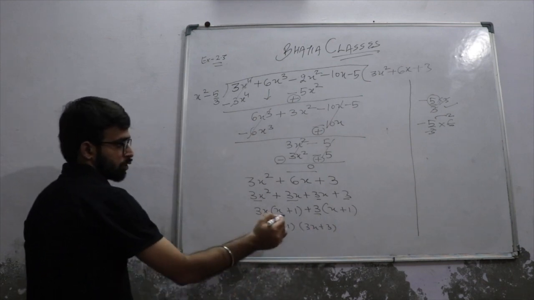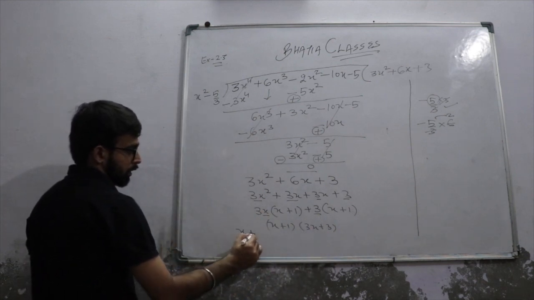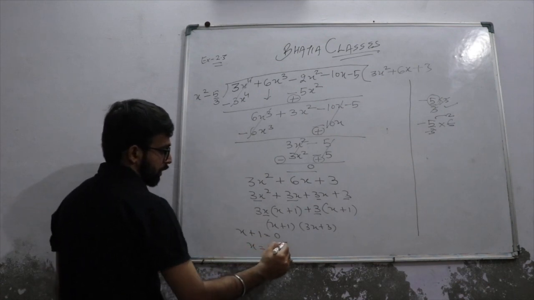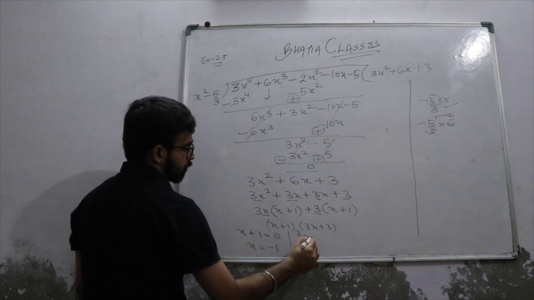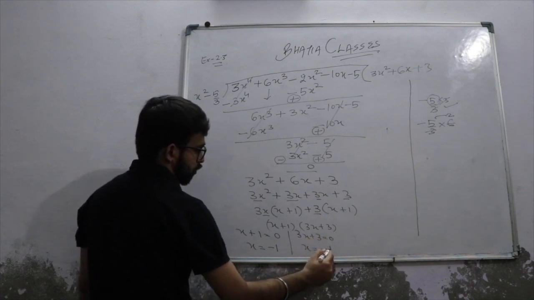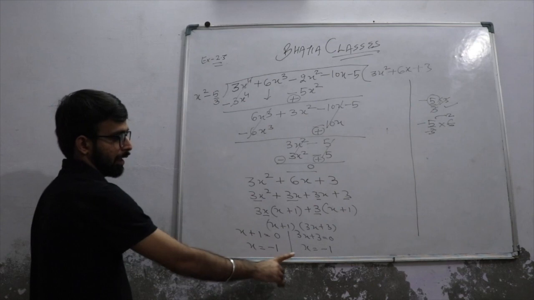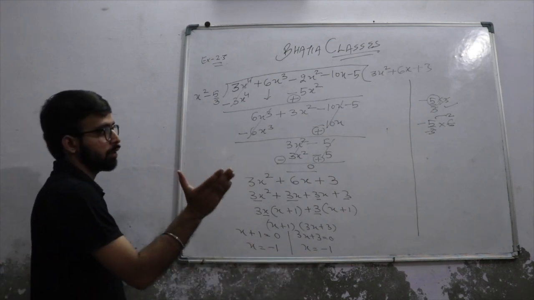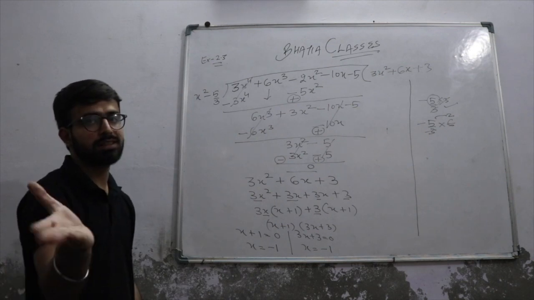To find the zeros, put them equal to 0. x plus 1 equal to 0. This will be x equal to minus 1. 3x plus 3 equal to 0. Therefore x equal to minus 1. Minus 1 and minus 1 are the other two zeros of this equation. Now let's start the fourth sum.